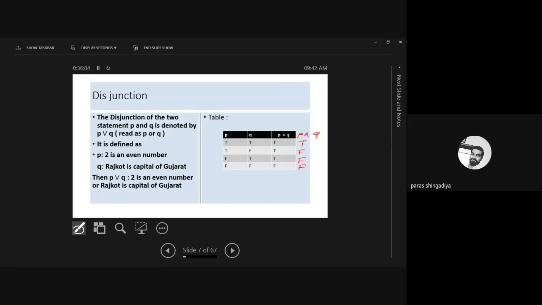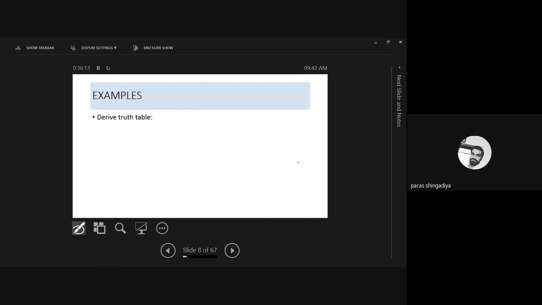So the last one that is formed, P or Q, is called a compound statement. Clear? And now we apply all the operators, negation, or, between two or three, brackets and so on. That is called a compound statement. So derive the truth table of the compound statement.